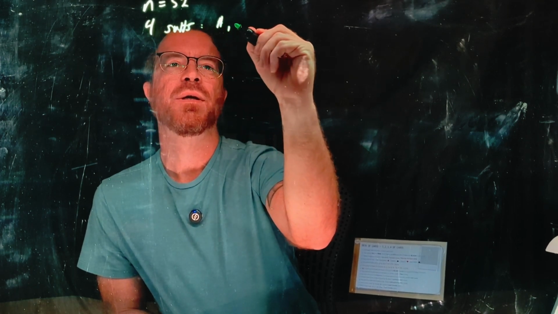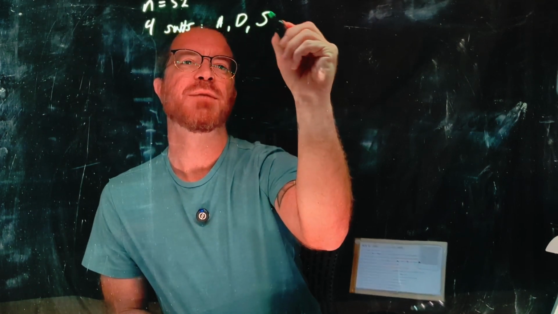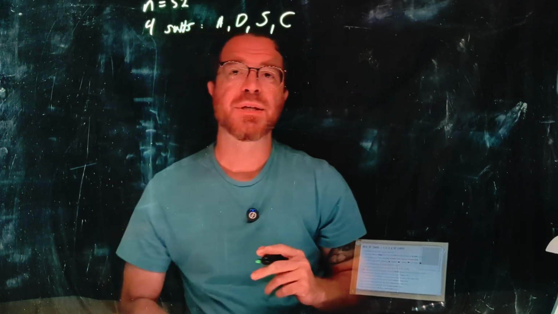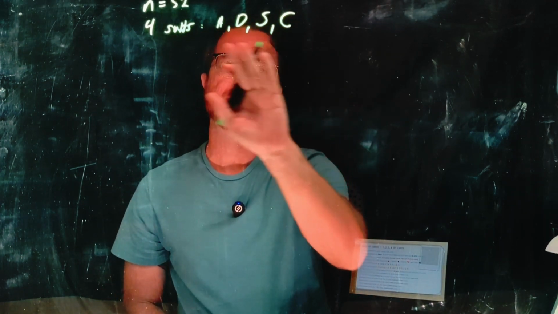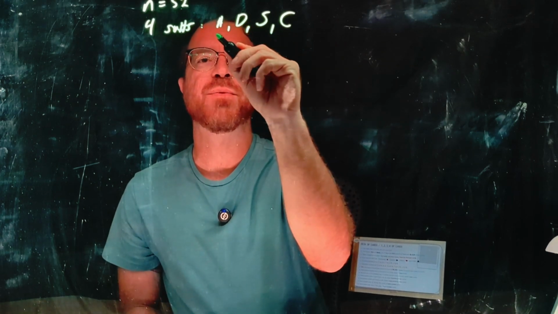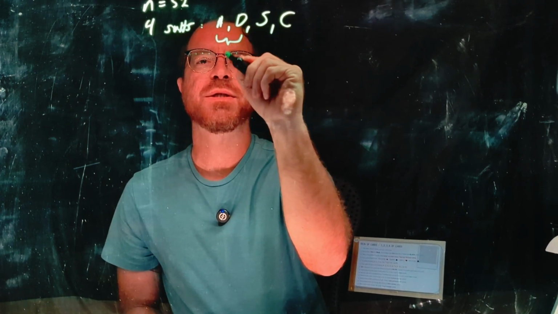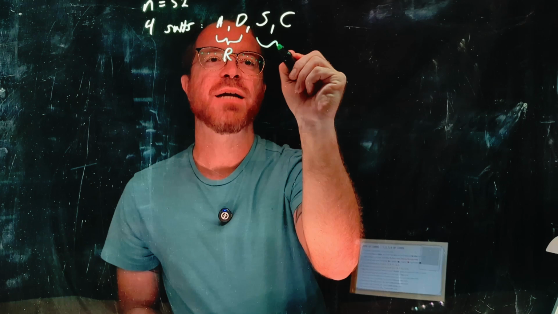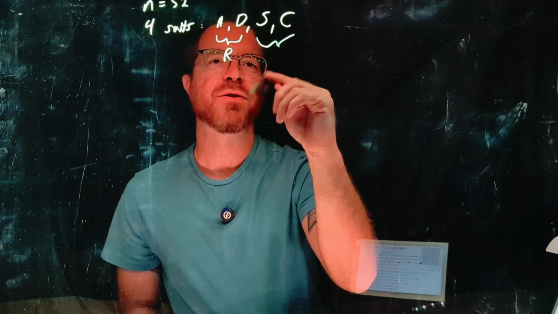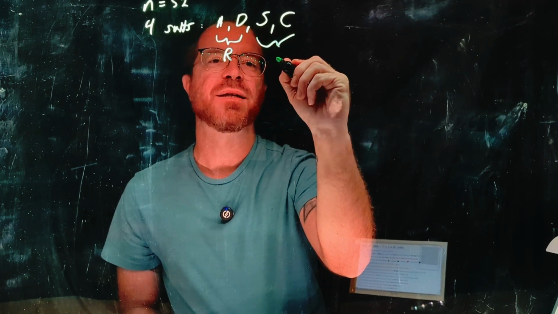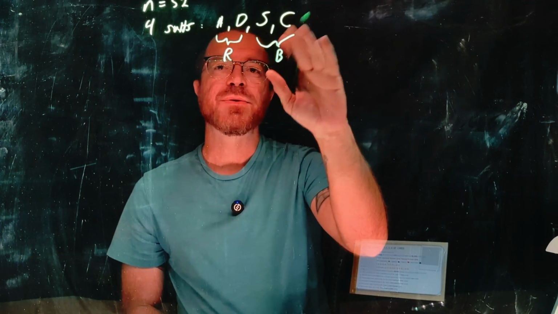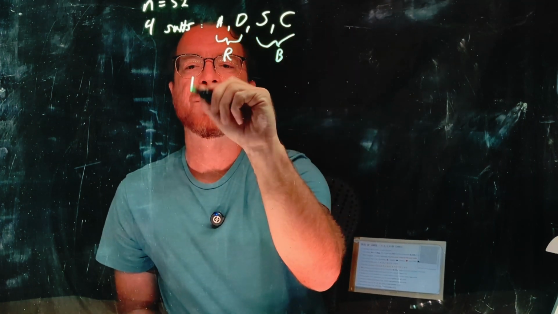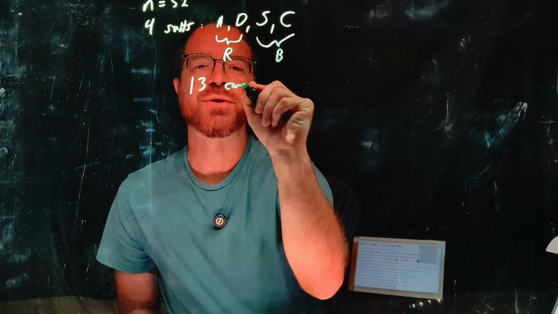hearts, diamonds, spades, and clubs. In each of these suits, there are two colors, red and black. So the two red suits are the hearts and diamonds. The two black suits are spades and clubs. So these are black cards. In each of these suits, there are a total of 13 cards per suit.